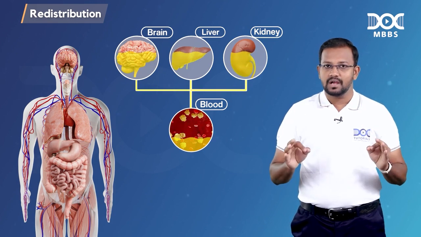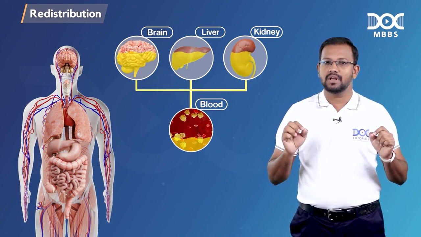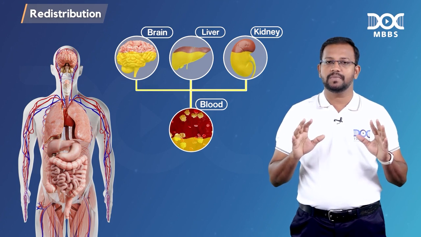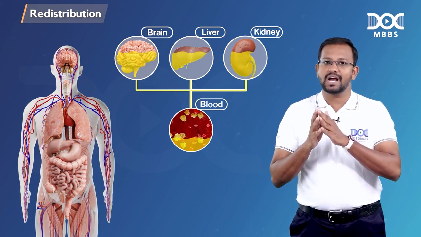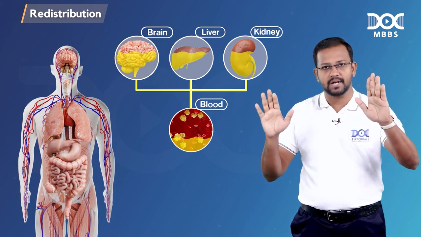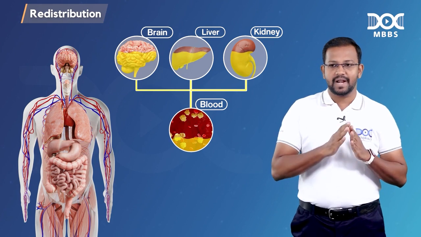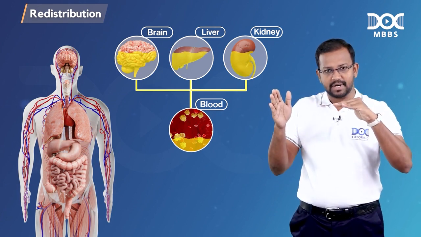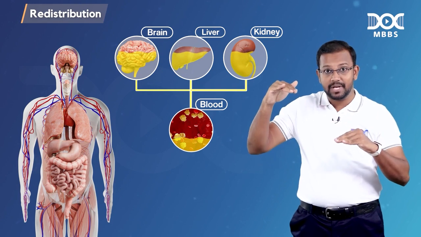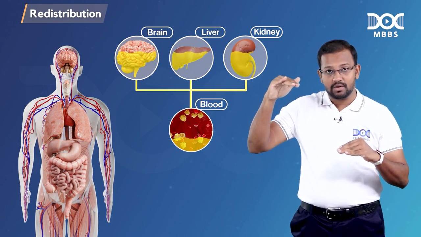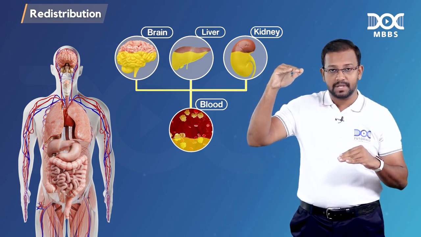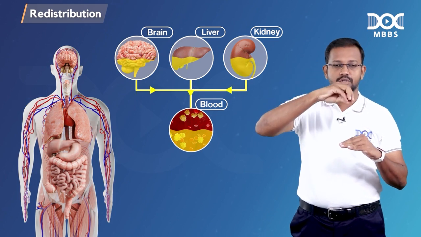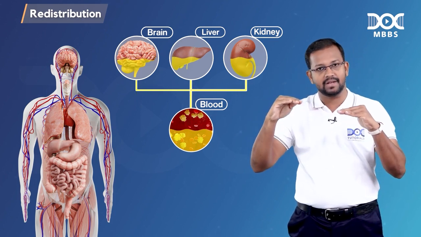But that drug is highly lipid soluble and it is not going to stay in the blood. This drug has high tissue binding, so it binds with the brain, liver and kidney. But as the drug moves into the brain, liver and kidney, the concentration in the plasma tends to fall down. The equilibrium gets mismatched. So, in order to maintain the equilibrium, the drug from the brain, liver and kidney moves back into the blood.